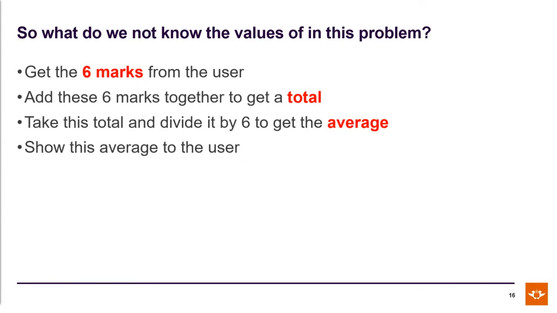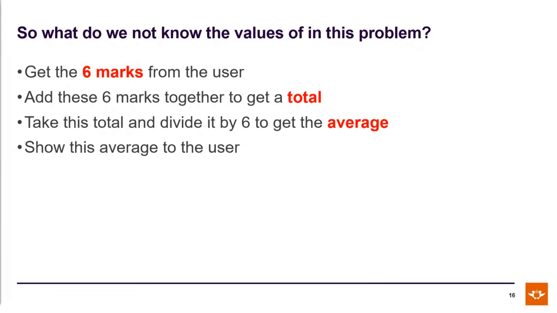What else do we need? After getting these 6 numbers and adding these 6 numbers together, we're going to have a total. Okay. Do we know what this total is? Do we know that we need a total? Yes. So we create a variable called total. We don't know what it's going to be, but we know we're going to need a total.